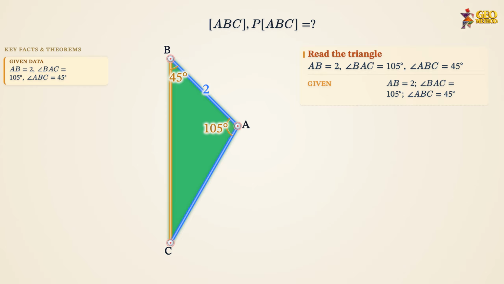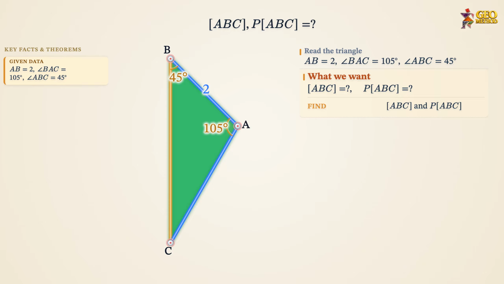Look at triangle ABC. Side AB equals 2. The angle at A is 105 degrees, and the angle at B is 45 degrees. Those three facts are everything we are given. We want two things about this green triangle, ABC, its area and its perimeter. Only one side length is given, so we need to turn the two known angles into the missing side lengths.